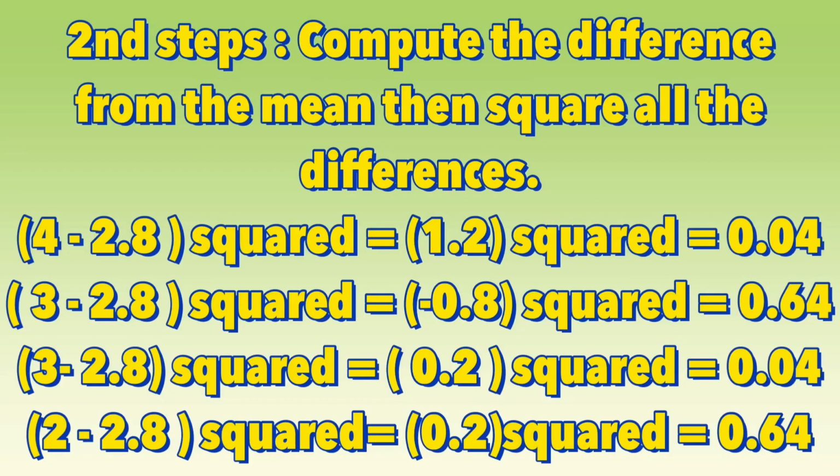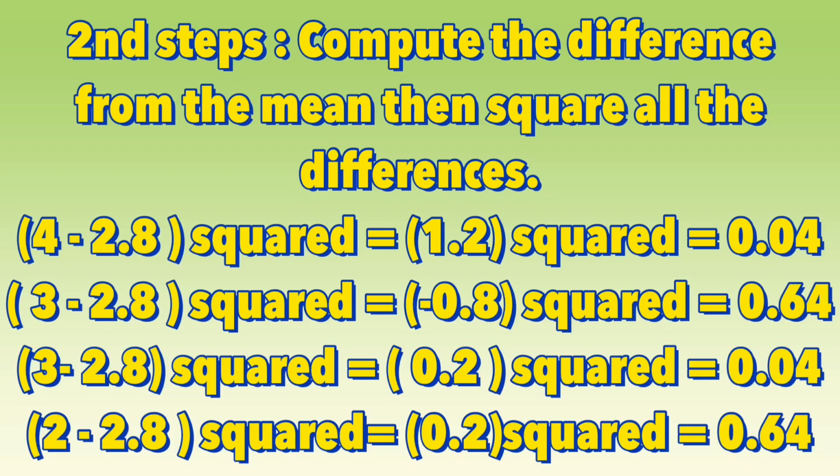After the first step, we go to the second step: compute the difference from the mean, then square all the differences. The first sample is 4 minus 2.8, which is the mean. The answer is 1.2, squared becomes 1.44. Then the next is 3 minus 2.8 becomes 0.2, squared equals 0.04.